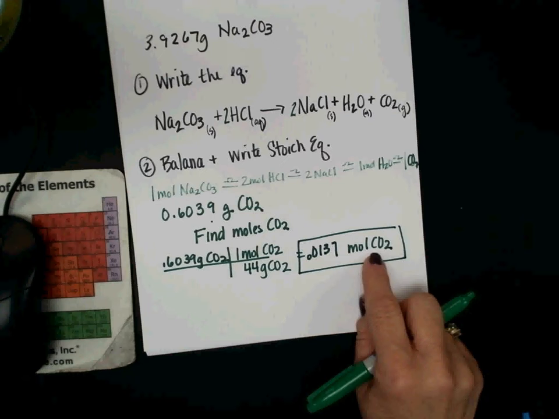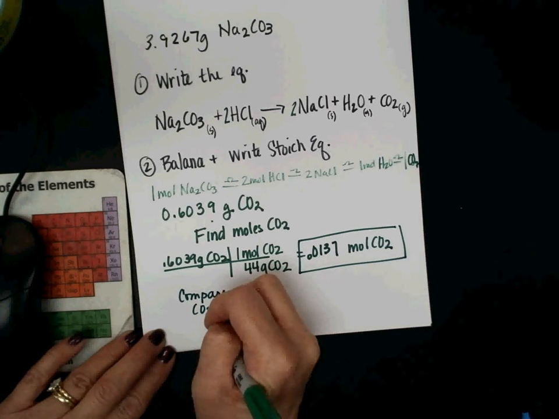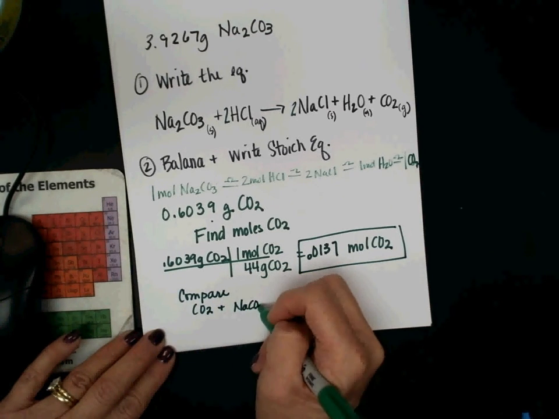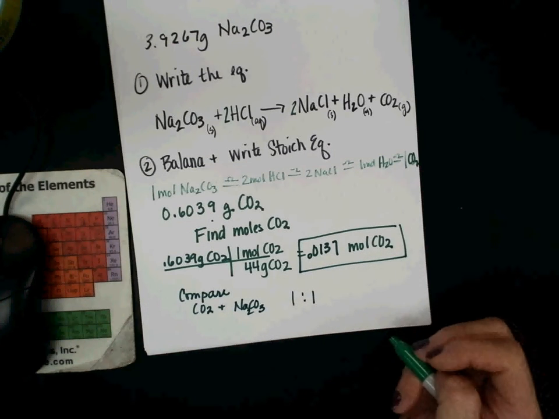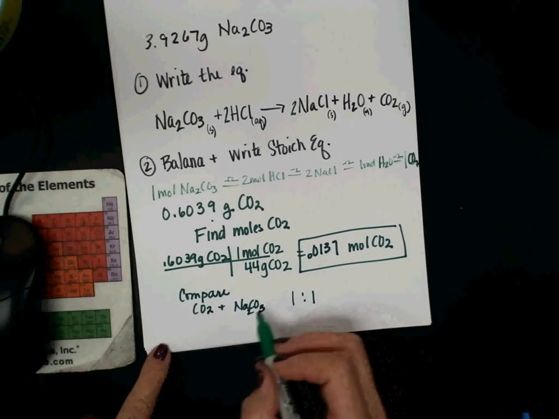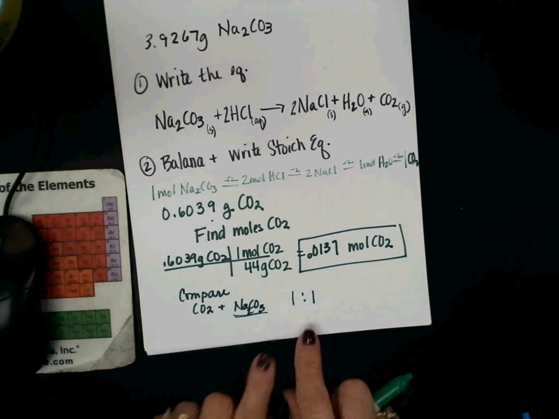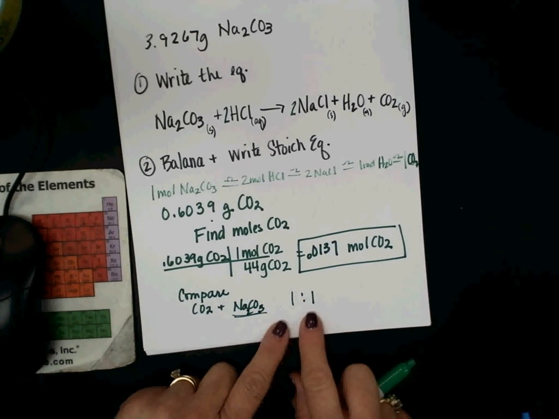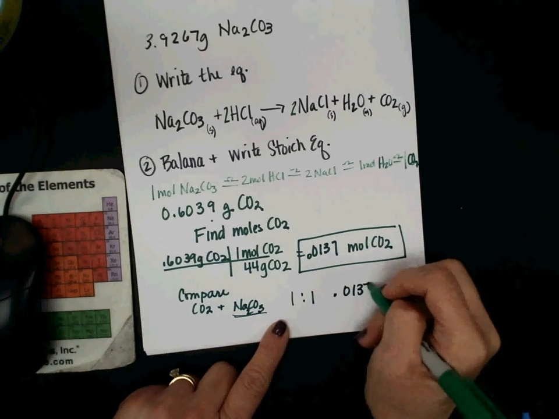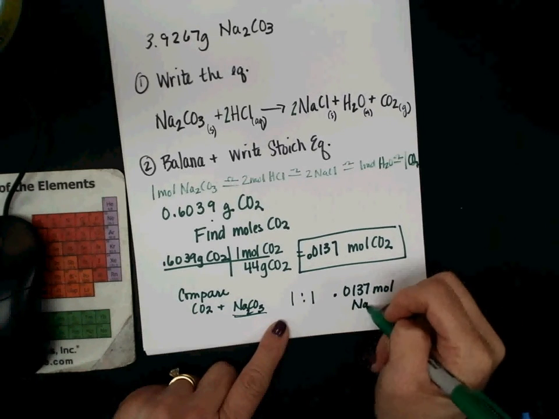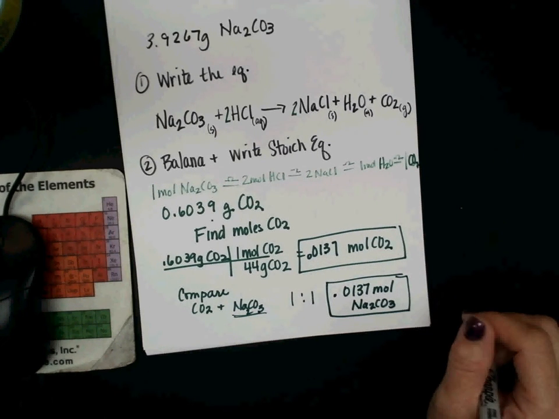Now I have my moles of CO2, and I can look up to my stoichiometric equivalency, and now I'm going to compare CO2 and sodium carbonate. Their mole ratio is 1 to 1, correct? Why am I comparing them? Because I have the information about this, and that's my main reactant that I have information about. So I can say that that's a 1-to-1 ratio. Does that make sense to everybody? So if I have 0.0137 moles of carbon dioxide, I would have 0.0137 mole of sodium carbonate.